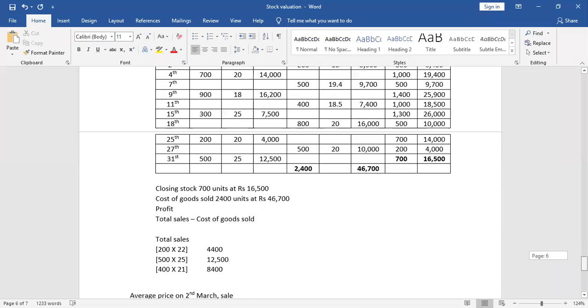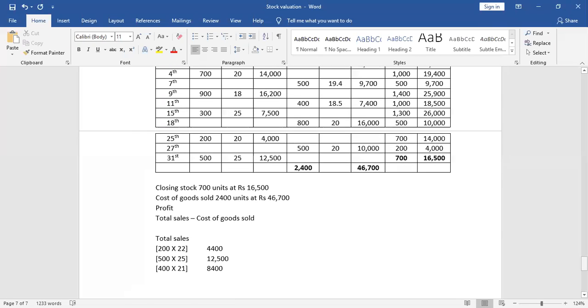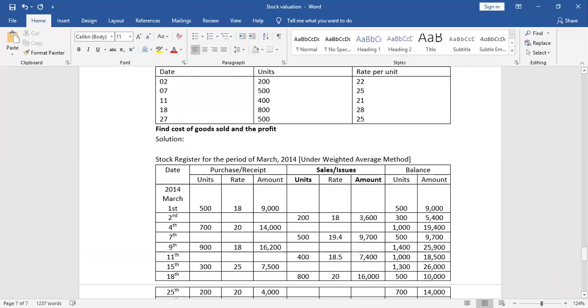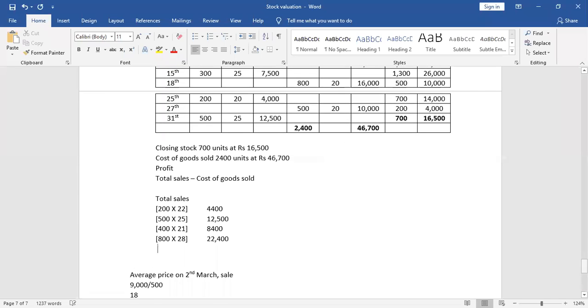Then we have next one 800 into 28. So we will write 800 into 28. How much is it coming? 22,400. Then last one 500 into 25. How much is it coming? 12,500. Add all of this, you will get total sales.